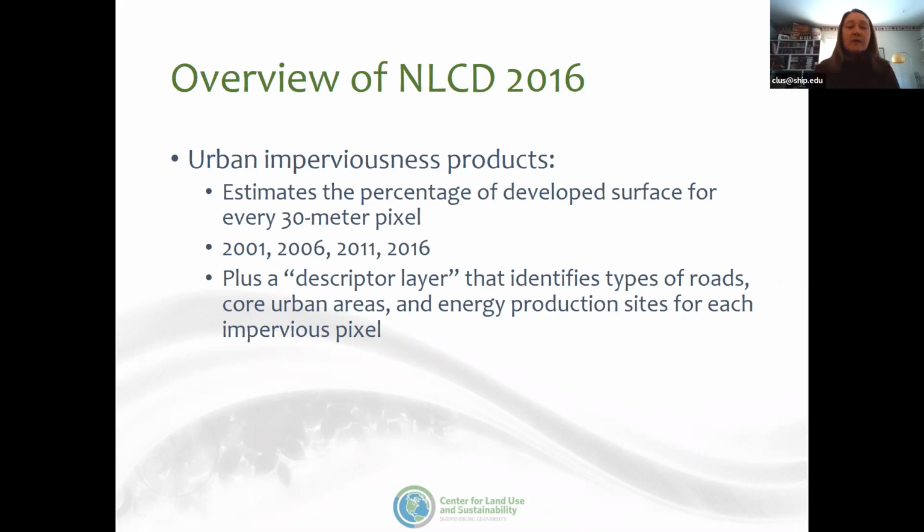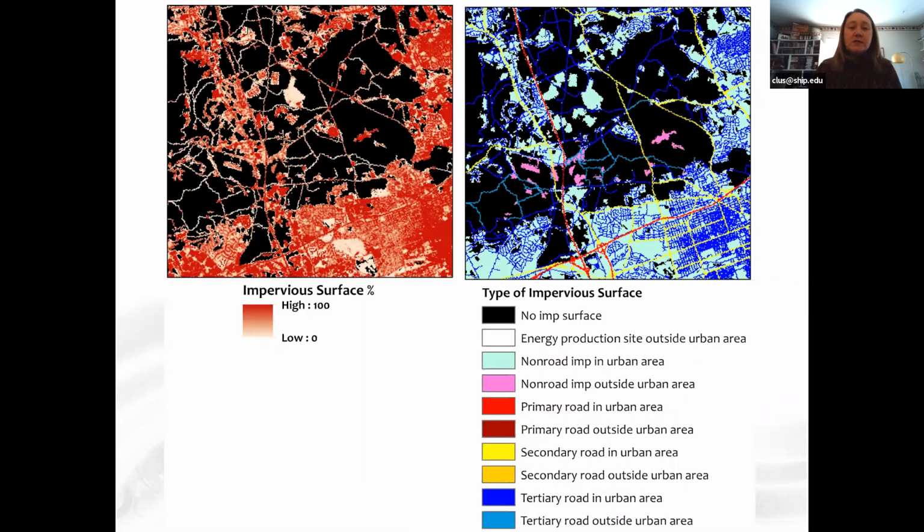New to 2016 is a descriptor layer that identifies the types of roads, core urban areas, and energy production sites for each impervious pixel. And again, I'll show some examples of this. So on the left, we're looking at the impervious surface percentage data product for 2011. And each pixel has an impervious surface area value that ranges from 0 to 100%. And on the right-hand side is the impervious surface descriptor layer, where you can see that they have pulled out non-road impervious surfaces in urban areas, outside of urban areas, primary road in and out, secondary road, and so on. So if you're interested especially in impervious surfaces, this is potentially a good data set to look to.